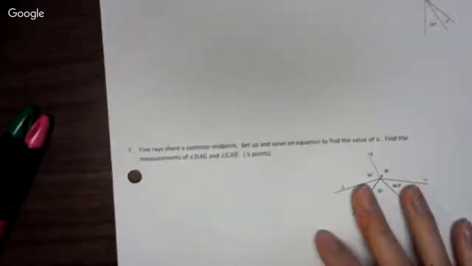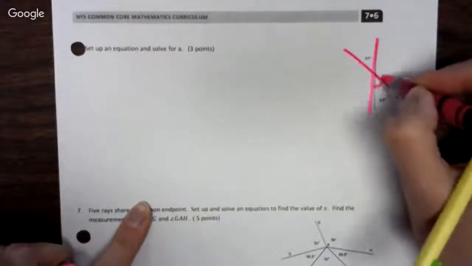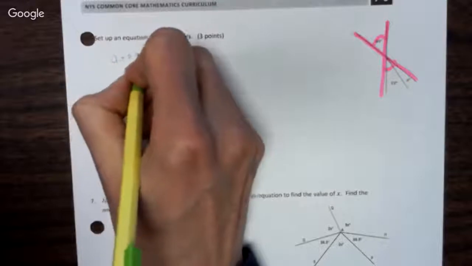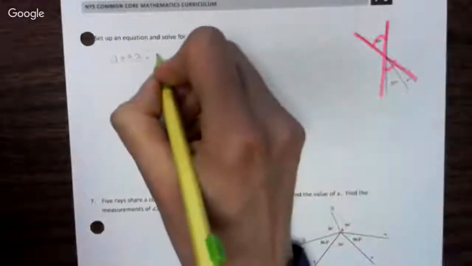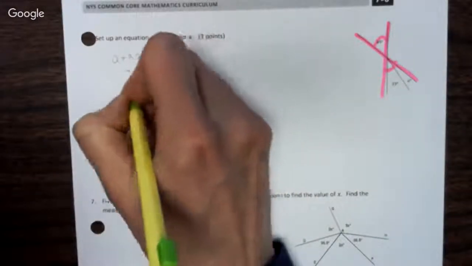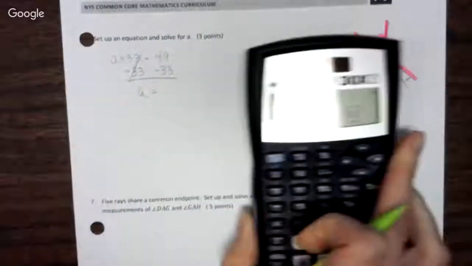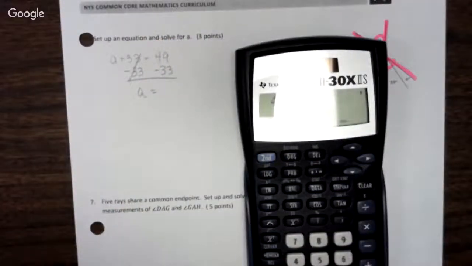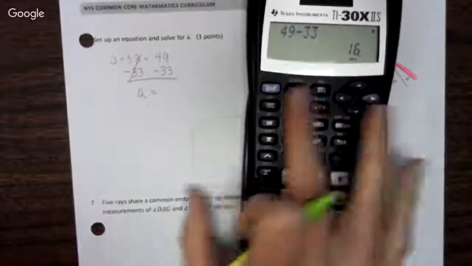All right, number 6, set up and solve an equation for A. So I'm looking at this diagram. I see that I have two lines that form an X. These angles are across from each other, which means they're vertical angles. Vertical angles are equal. So A plus 33 is the bottom one, and that's equal to the top angle, which is 49. To solve for A, I'm going to subtract 33 from both sides. So bring in my calculator here. 49 minus 33 is 16. And I'm done.